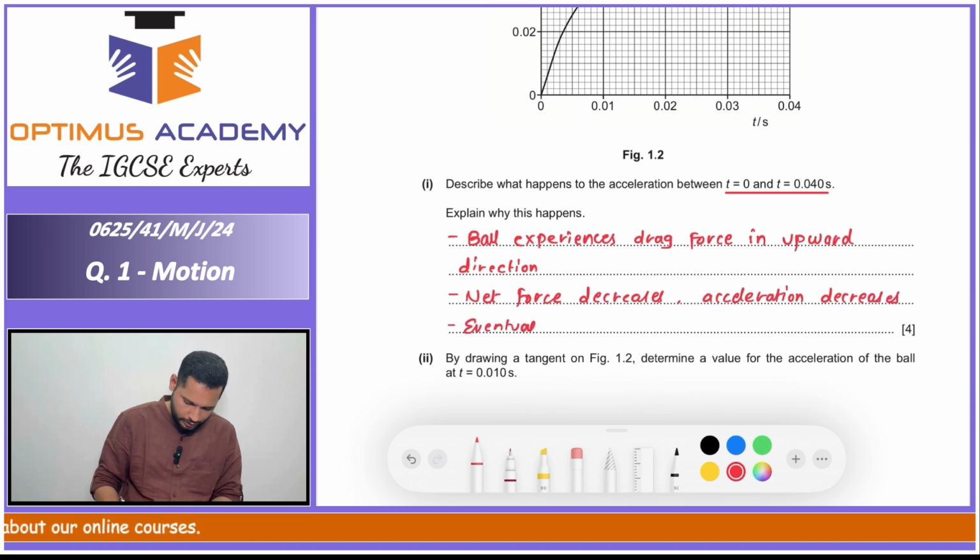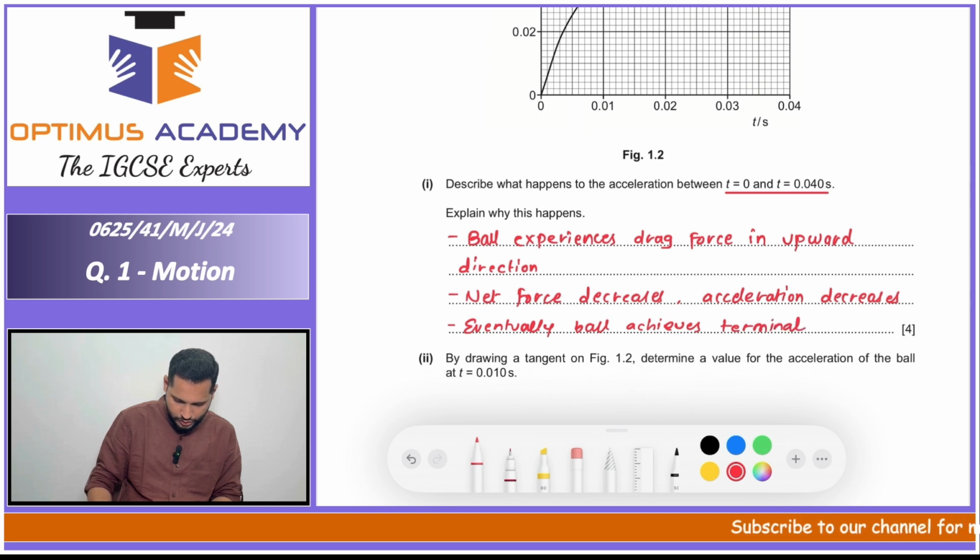Eventually, ball achieves terminal velocity.